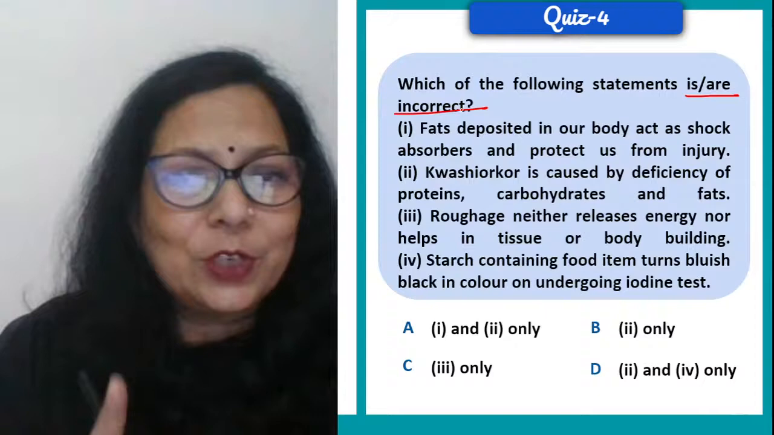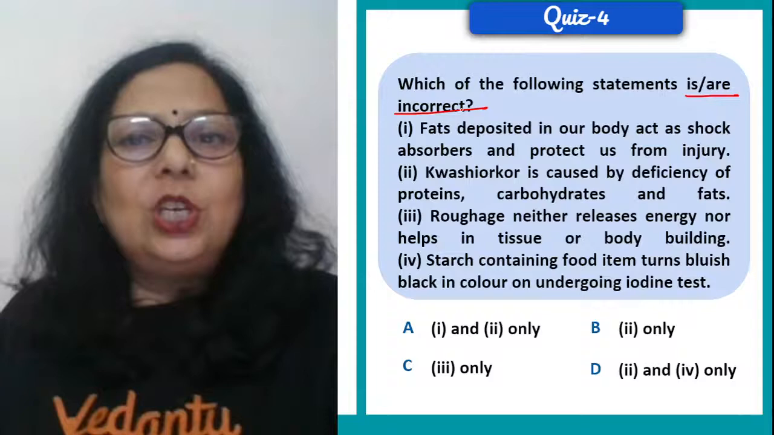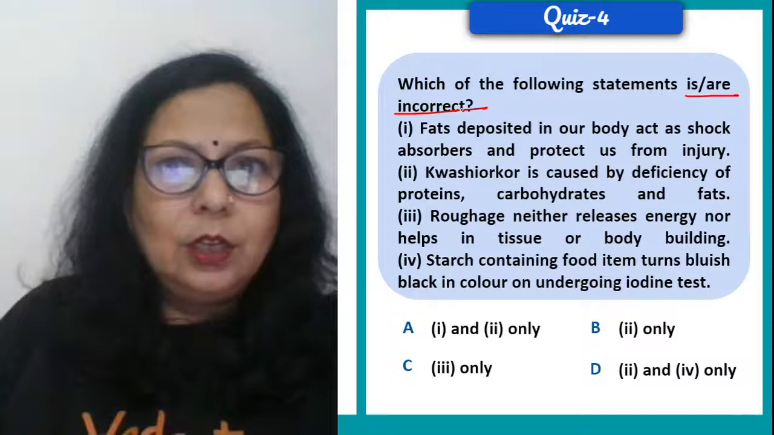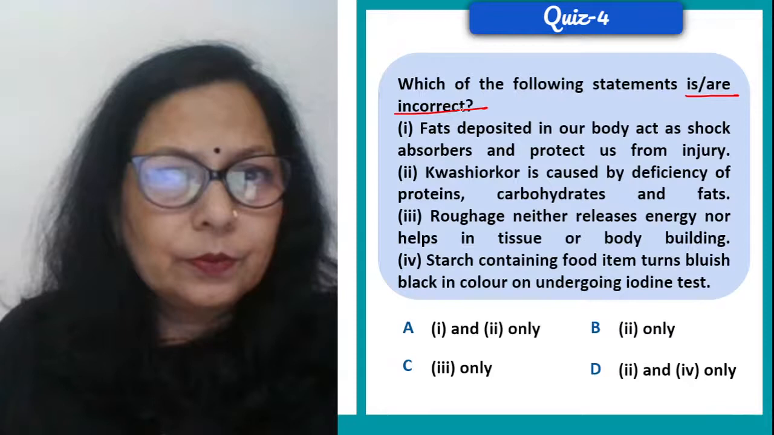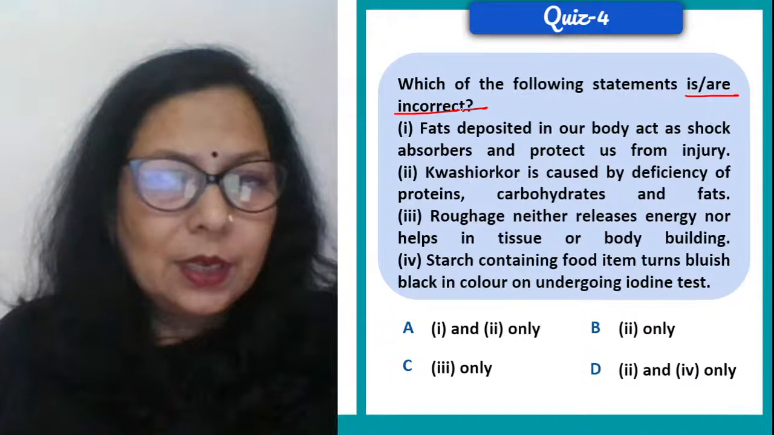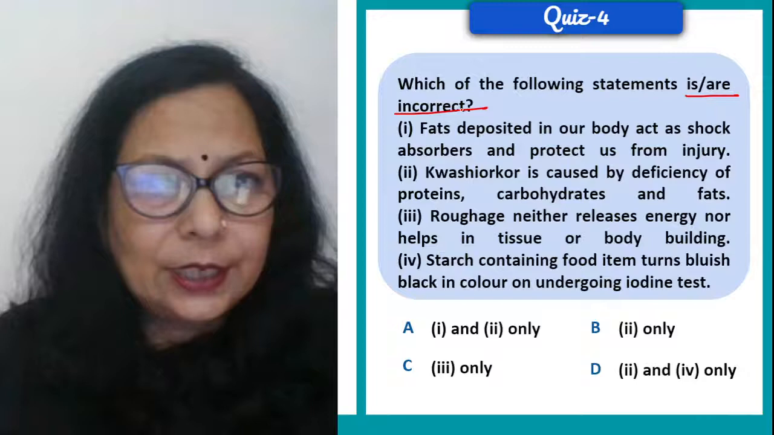Fats deposited in a body act as shock absorbers and protect us from injury. Kwashiorkor is caused by deficiency of proteins, carbohydrates and fats. Roughage neither releases energy nor helps in tissue or bodybuilding. And starch containing food items turn bluish black in color on undergoing iodine test. True or false? Which are false? Tell me. What would be your answer?